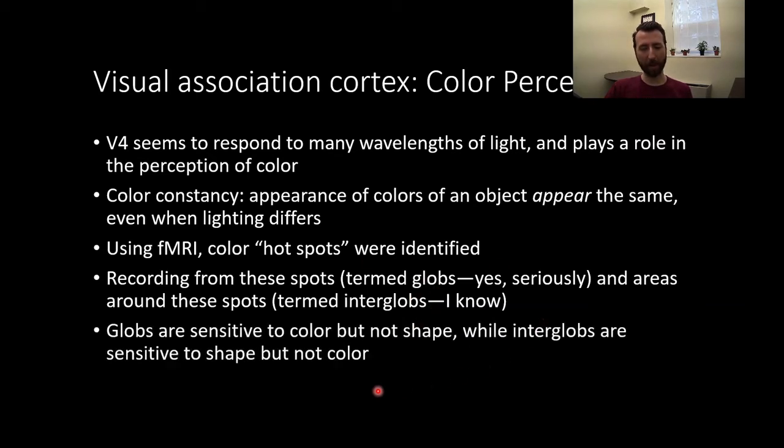So using fMRI as a method, color hotspots were identified and were termed globs and interglobs. So from recording around these areas, we were able to determine that globs are sensitive to color, but not to shape. Interglobs are sensitive to shape, but not to color.